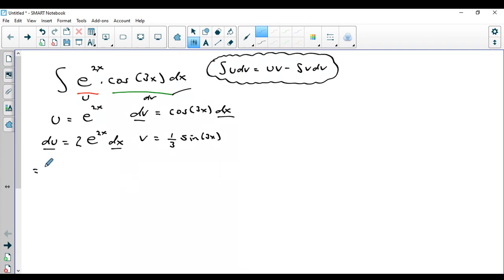So let's apply it. We have u times v. Multiplication is commutative, so I'll tidy as I write this. That would be 1/3 e to the 2x times the sine of 3x, minus the integral of v du. The 1/3 and the 2 can get pulled out of the integral. So I'm going to write that as 2/3 and then e to the 2x times the sine of 3x dx. So that's going to be v du.